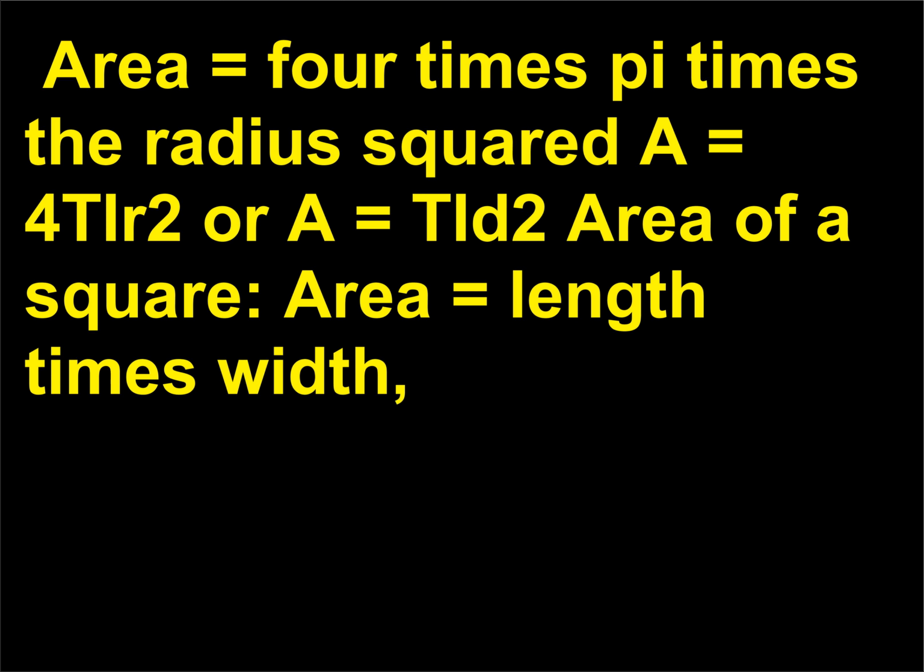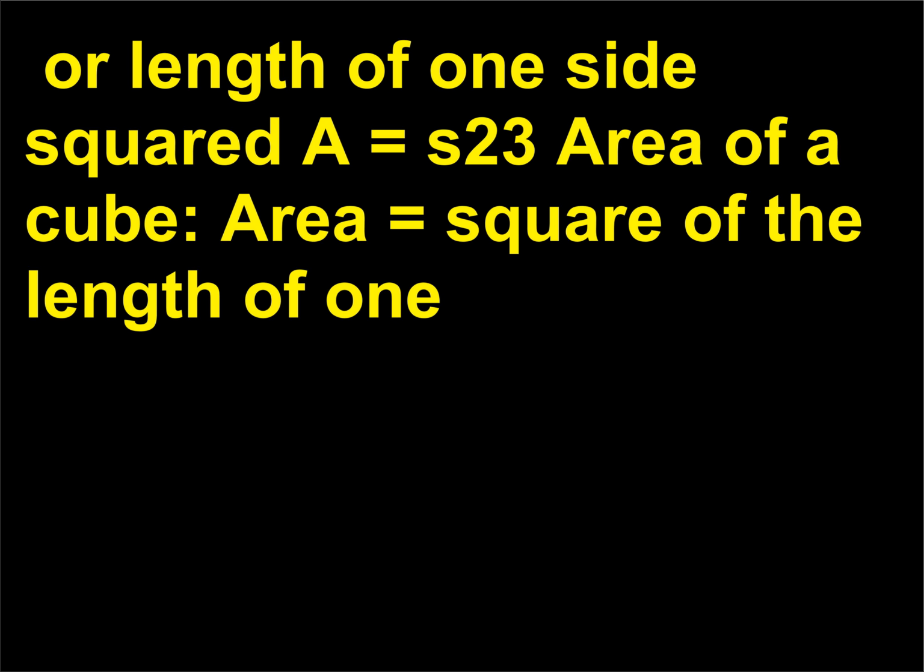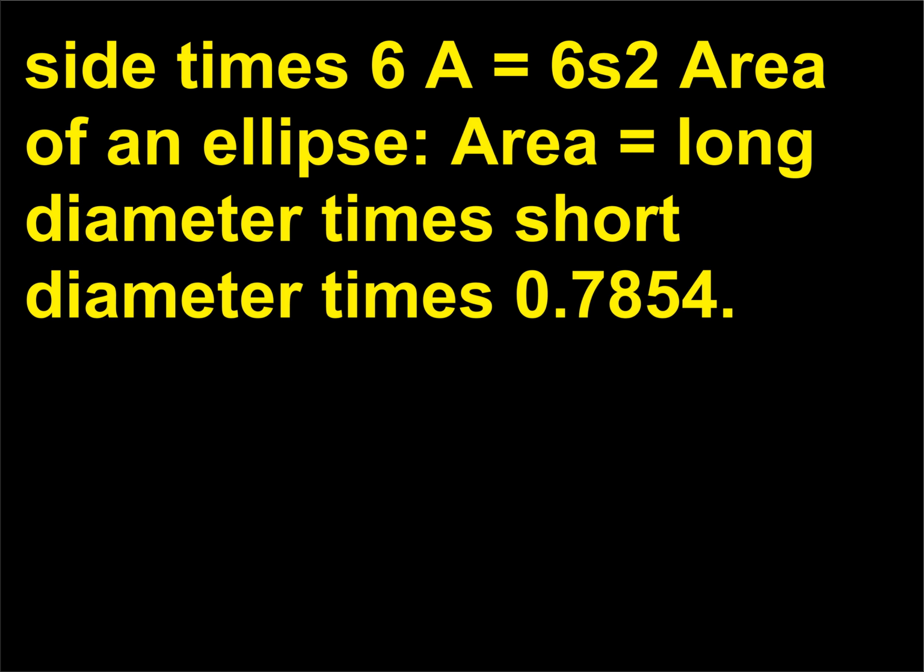Area of a square: area equals length times width, or length of one side squared, A equals S². Area of a cube: area equals square of the length of one side times 6, A equals 6S². Area of an ellipse: area equals long diameter times short diameter times 0.7854.